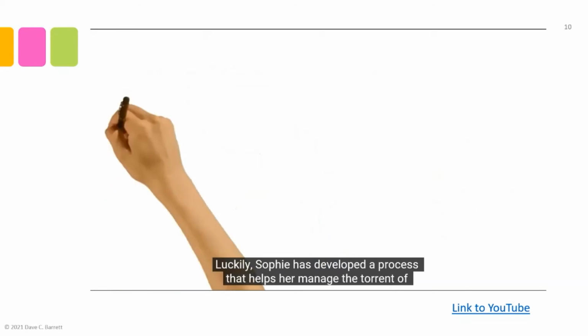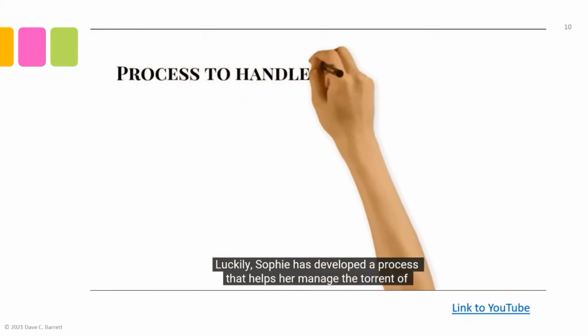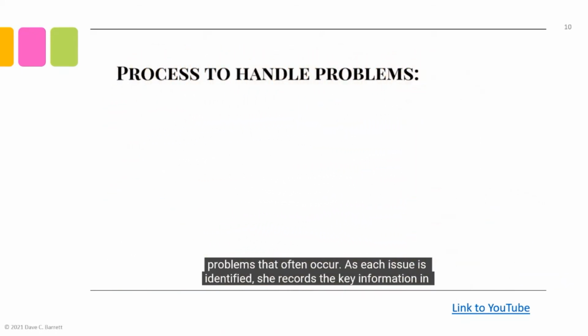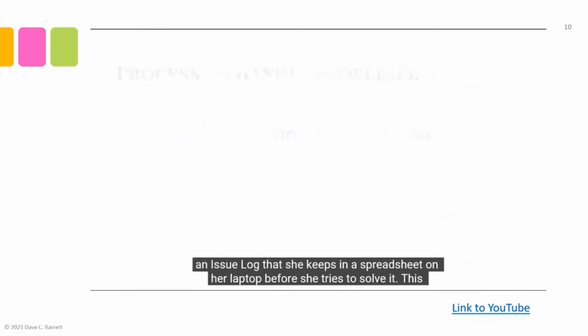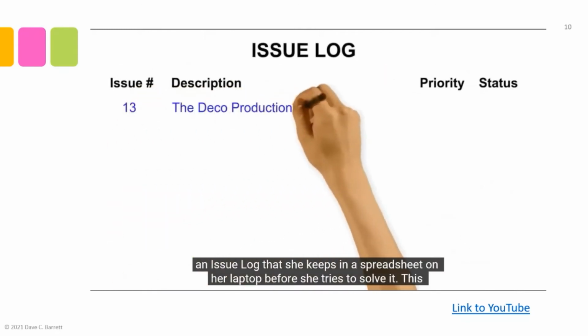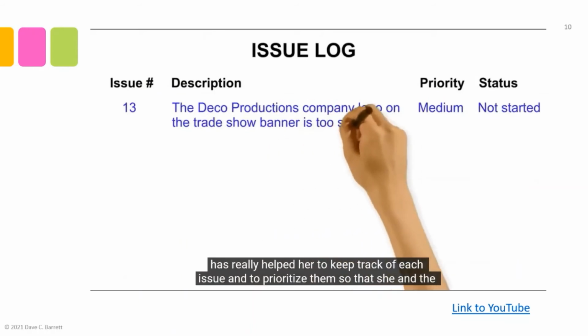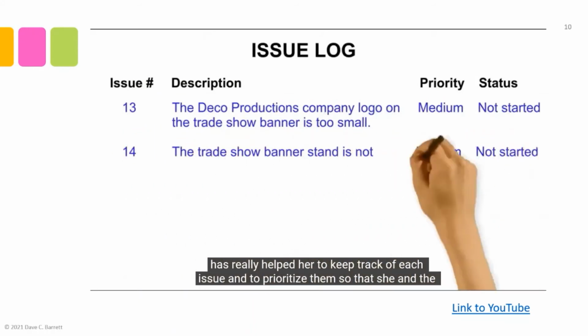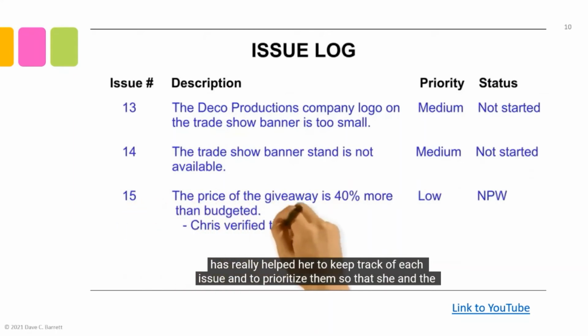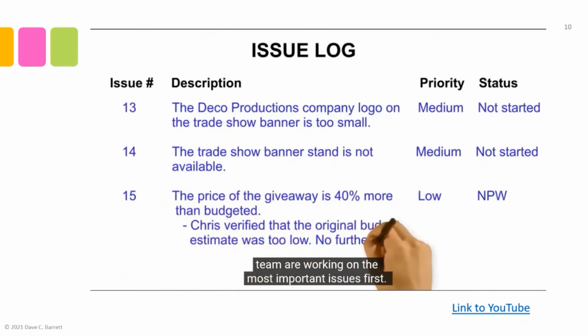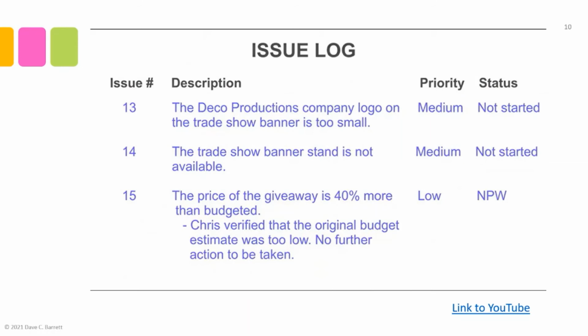Luckily, Sophie has developed a process that helps her manage the torrent of problems that often occur. As each issue is identified, she records the key information in an issue log that she keeps in a spreadsheet on her laptop before she tries to solve it. This has really helped her to keep track of each issue and to prioritize them so that she and the team are working on the most important issues first.